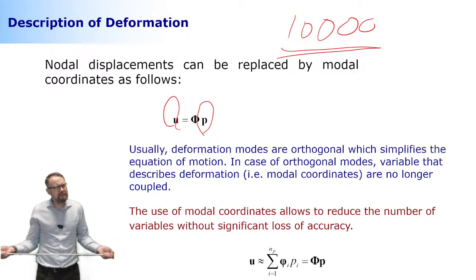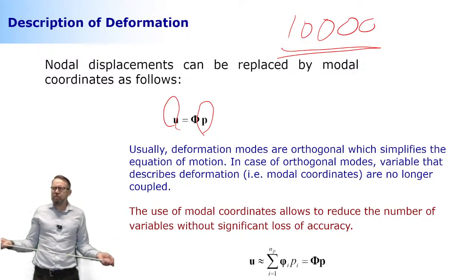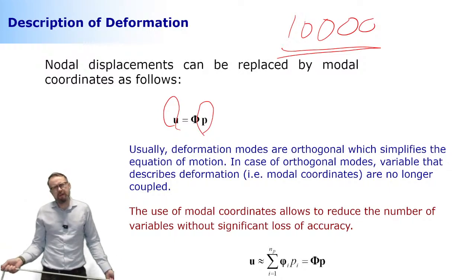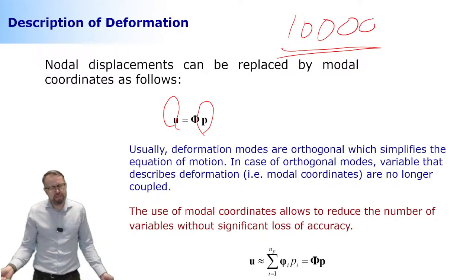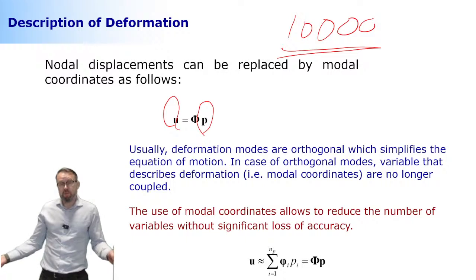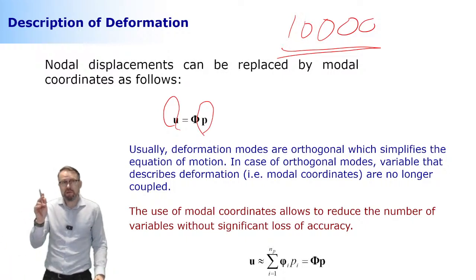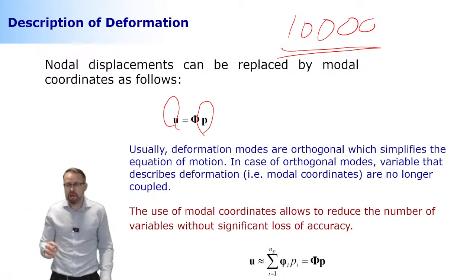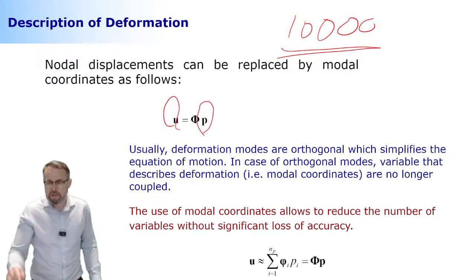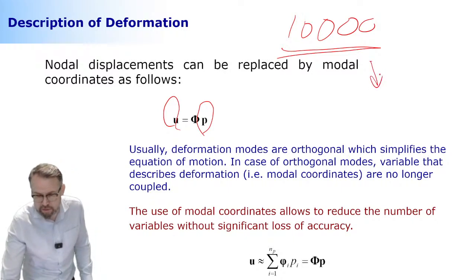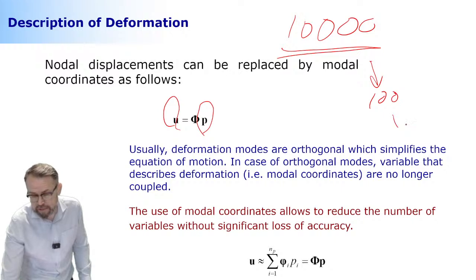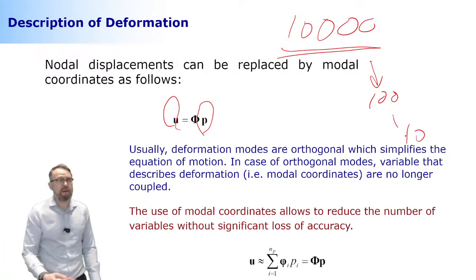So is it really needed to be able to describe the deformation that many different ways? Typically not. But there are this many ways. And what we can do is that instead of using 10,000 different ways, we can reduce and use less than 100, maybe 10 instead of 10,000.